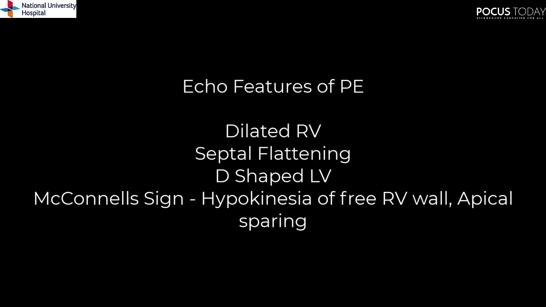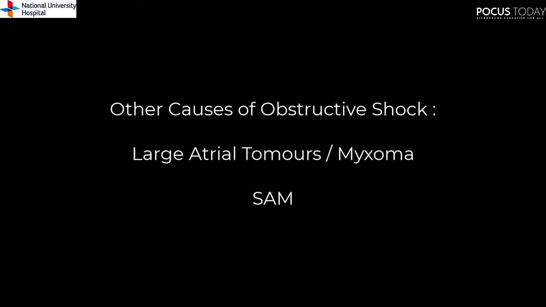To summarize, the echo features of pulmonary embolism are dilated RV, septal flattening, and a D-shaped LV. McConnell's sign is highly specific for pulmonary embolism, and can be described as hypokinesia of the RV free wall with apical sparing. Check the leg veins for features of inability to compress the veins. Failure to compress the veins has a high index of probability for the presence of deep vein thrombosis.